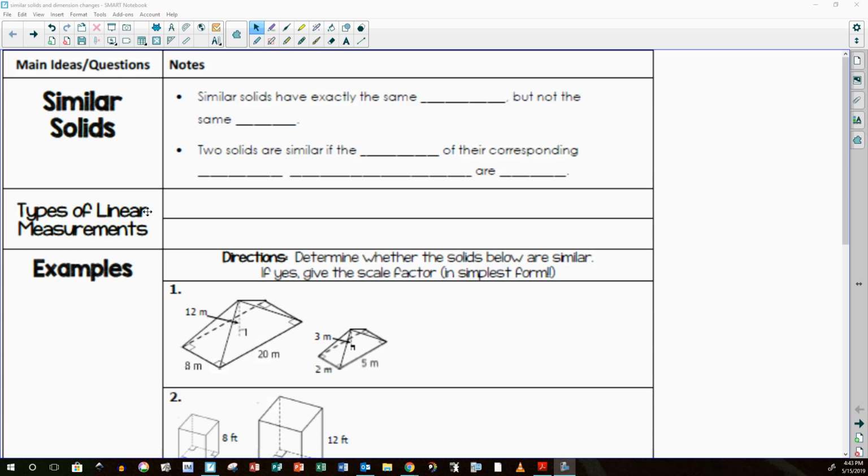We're talking about similar solids, so we're going back to similar figures. So remember, similar solids have exactly the same shape, but not the same size. Two solids are similar if the ratio of their corresponding linear measurements are equal. So what that looks like.